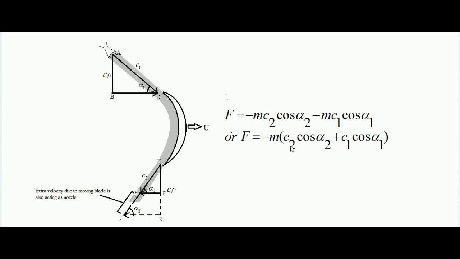So this is the basic formula, m(c2 cos α2 + c1 cos α1). In case c2 is more, then c2 cos α2 would be kj, which is greater than fg. So definitely the force developed over the blade, in case this blade is an impulse reaction turbine blade, would be more, because in case it is only an impulse turbine, then the horizontal component of steam at outlet is only fg, but in case it is impulse reaction, since c2 is more, it is kj, so more force can be developed in case of an impulse reaction turbine blade.